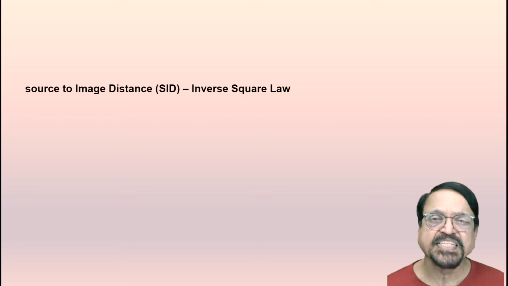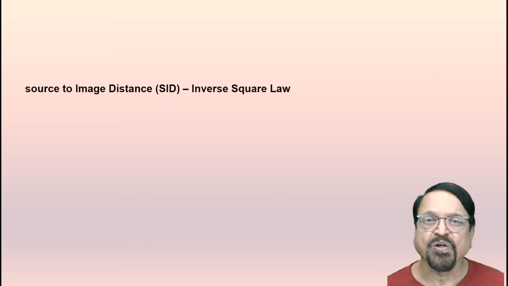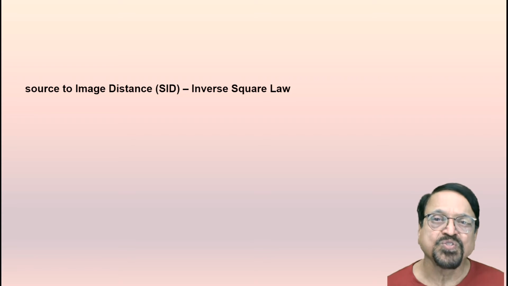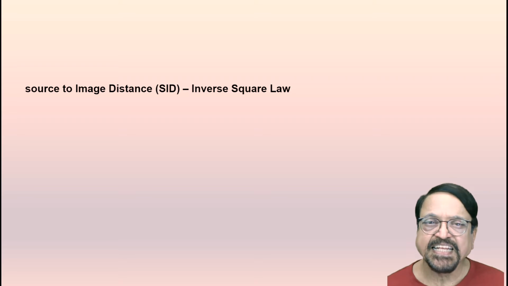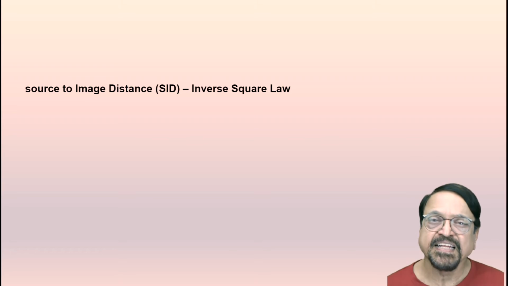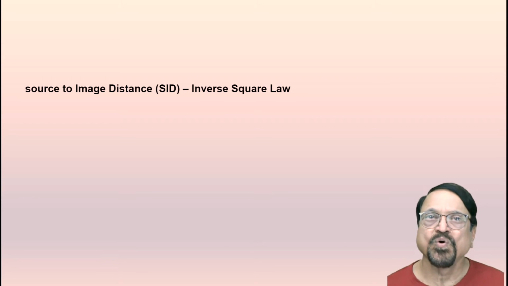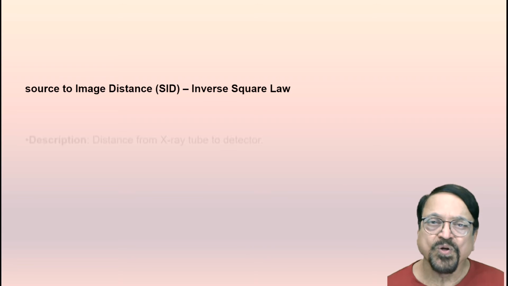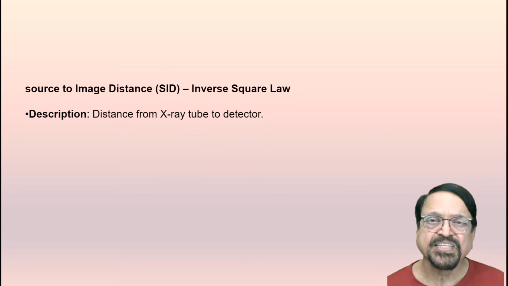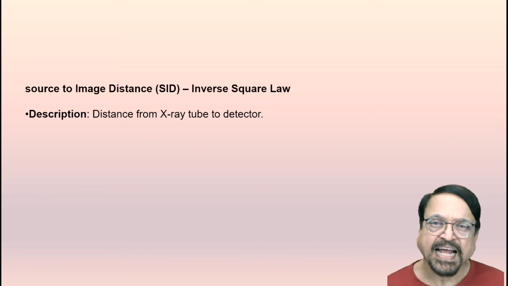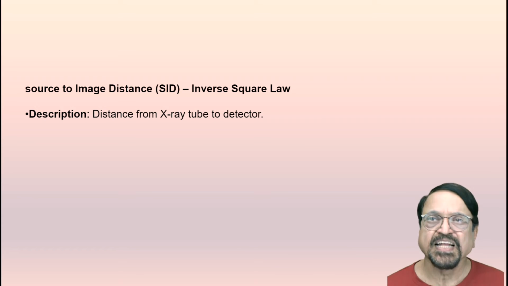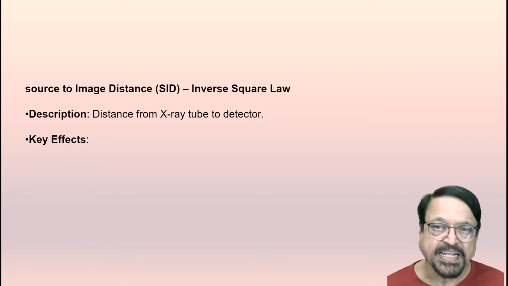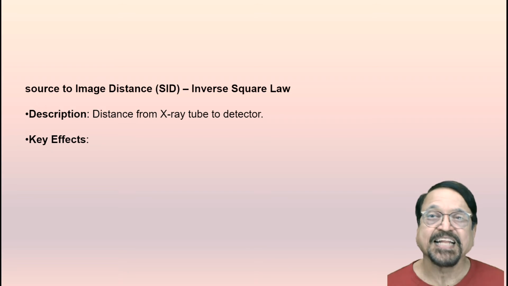The source to image distance, SID, is another important thing, since radiation follows the inverse square law. The moment you increase the distance, the radiation will also change. If you increase the distance, you will need more radiation. So the source to image distance, from cassette to tube, has to be perfect, optimized. The distance of the X-ray tube to the detector also determines magnification, clarity, etc.